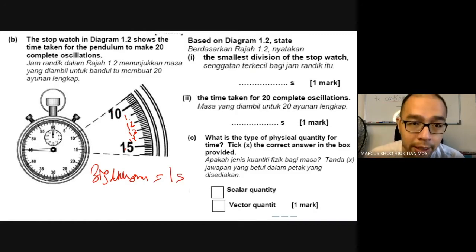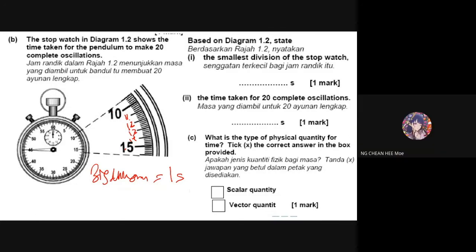But on the stopwatch over here, there is an even smaller division that is next to the big division. Right? And how many lines are there? There is 1, 2, 3, 4. So there are 4 lines, until between 10 and 11. Okay, so how many seconds do you think each line represents?